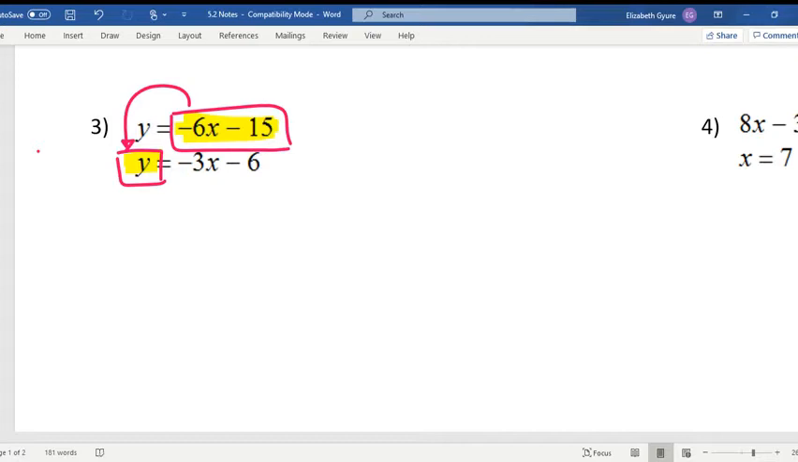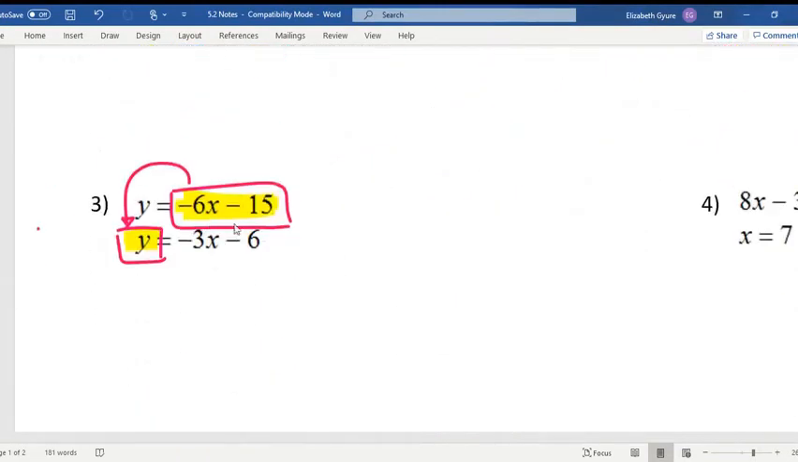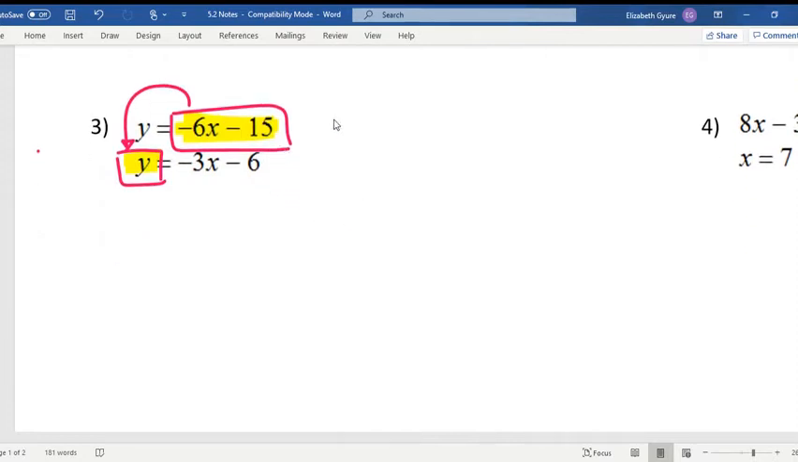y equals. Take it and plug it in on the left. Negative 6x minus 15, right? That's what y is. So plug it in where you see y. Yes, negative 6x minus 15. Okay. So this is the exact same thing. Again, remember, you take what y equals, plug it in on the left. So this negative 6x minus 15 is going to go on the left, and then the negative 3x minus 6 is going to stay on the right.